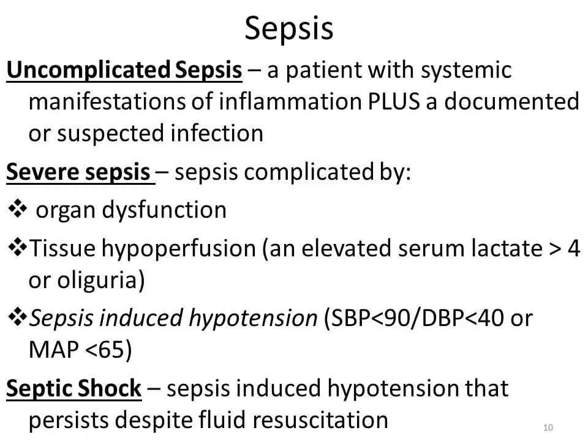Now, that is SIRS. Sepsis is SIRS plus a documented suspected infection. There are three different types of sepsis. We can say three different forms. An uncomplicated sepsis. That means that the patient has the systemic response and they have a documented or suspected infection.